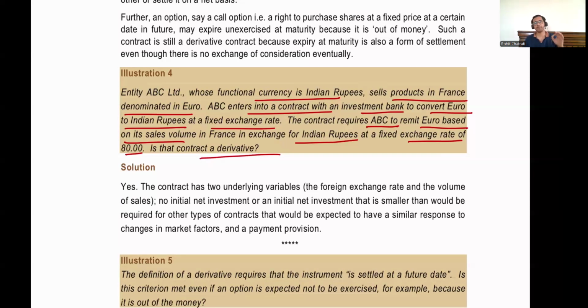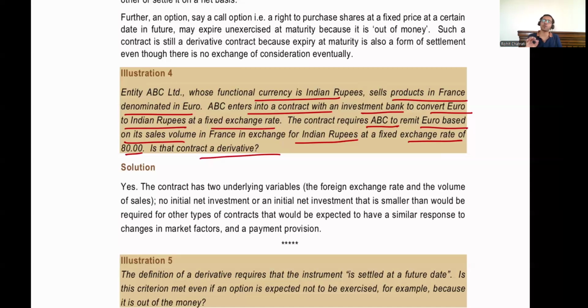Now, basically, ABC Limited is selling its products in France, and the customers in France are remitting euros to ABC Limited. So, ABC is going to receive euros, but ABC, being an Indian company, would want to have it in INR, would want to convert these euros into INR. Therefore, ABC is entering into a forward contract with an investment bank.